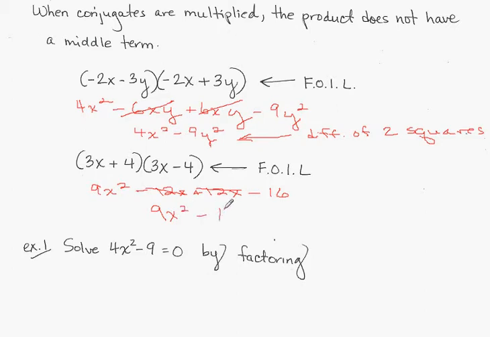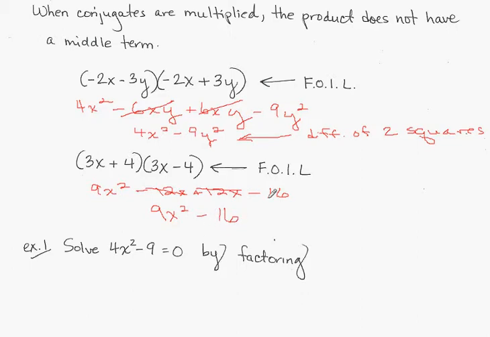Now, let's talk about why it's called a difference of two squares. If you look at this, you have 9x squared, and you can see that 9 is a perfect square because 3 times 3 gives you 9. So that's why it's called a perfect square, and x times x gives you x squared. And 16 is also a perfect square, and we have to have the negative sign. That's what it means by a difference of two squares.